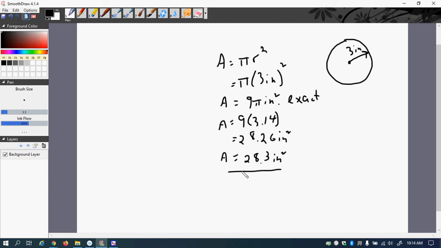And so these are the only 2 formulas that we use for the circle. And we do circumference and we do the area for that.